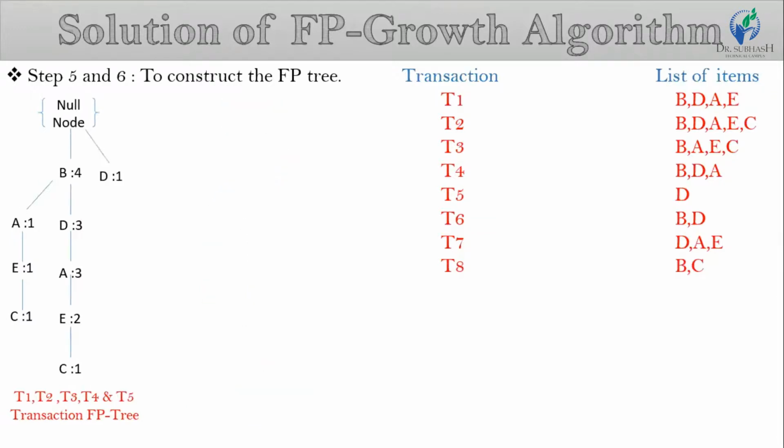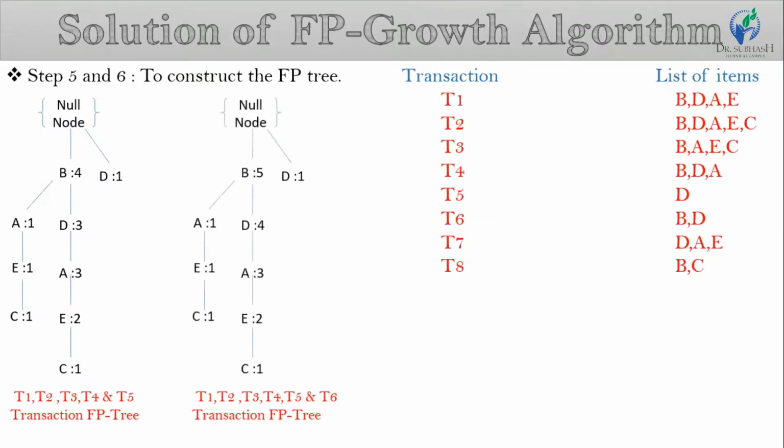Now we see our next row, or our sixth transaction. In that we have two items, B and D. So B and D appear in this transaction. So just change B's occurrence from 4 to 5, meaning up to the fifth transaction B occurs 4 times. Now in the sixth transaction B occurs the fifth time and D occurs 4 times.